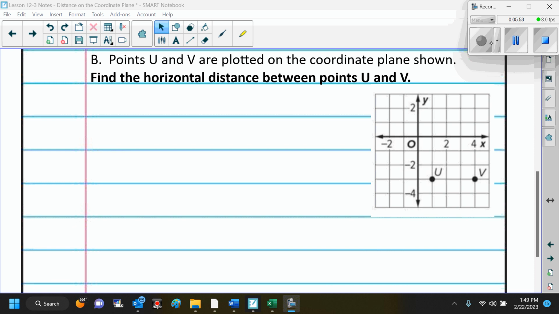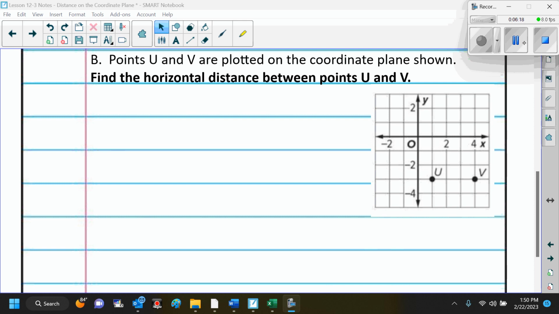So I want you to take 2 minutes with your table partners to work on problem B. It says points U and V are plotted on the coordinate plane shown. We want to find the horizontal distance between points U and V. And I want you to find those points using your calculations. Don't just count the boxes, okay?